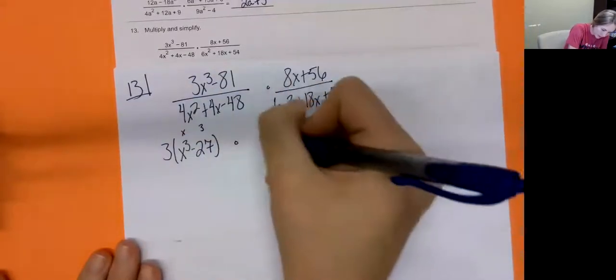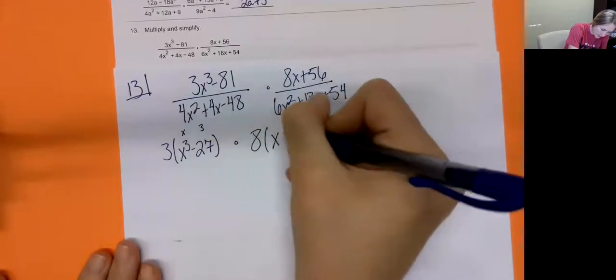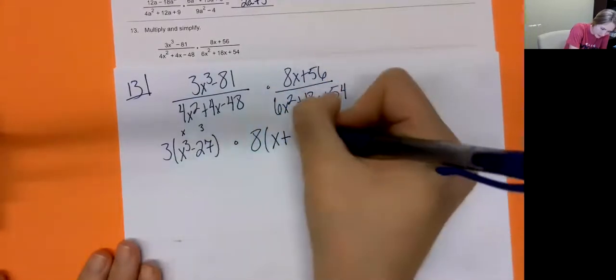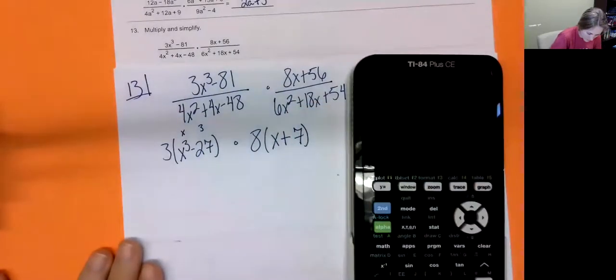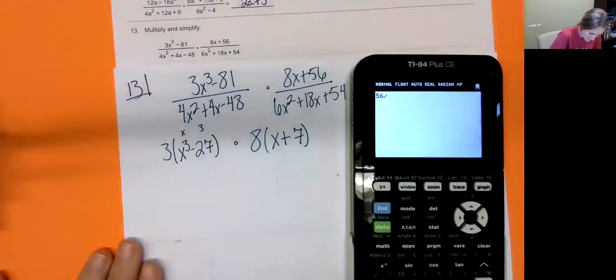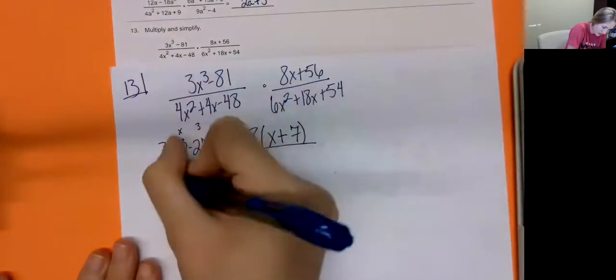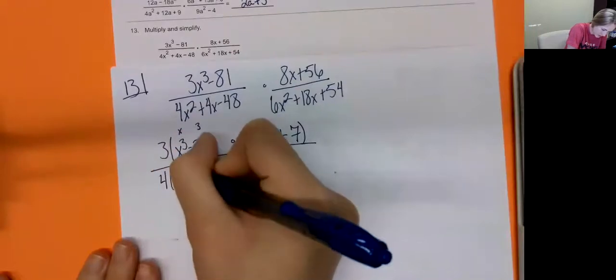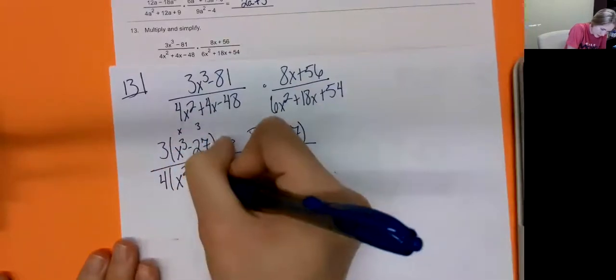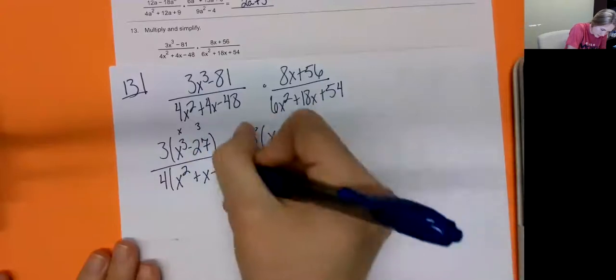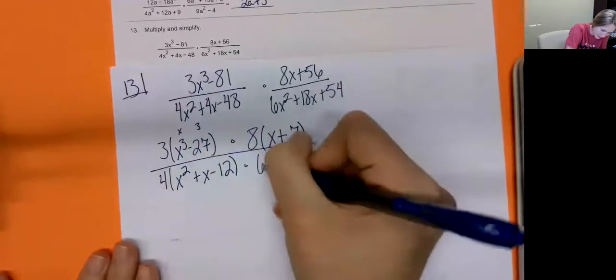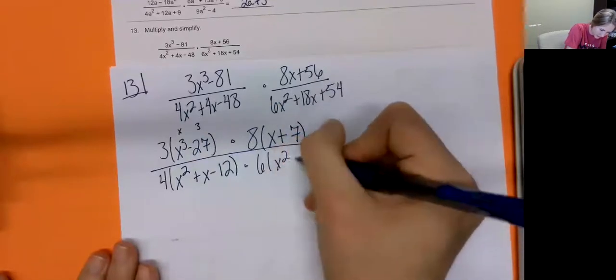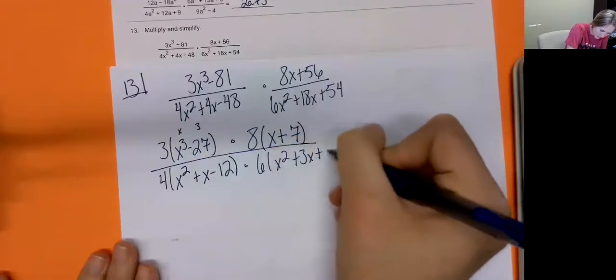Right here, we're going to factor out an 8, so I'd have x plus 7. Down here, I can factor out a 4, so I'd have x squared plus x subtract 12. Here I can factor out a 6, so I'd have x squared plus 3x plus 9.